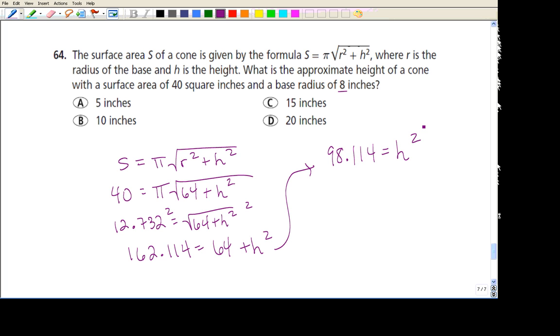Now when I square root both sides to get rid of that squared, I'll get h equals 9.905. So when I compare that to my answers up here, that's about equal to 10. So B is my answer.